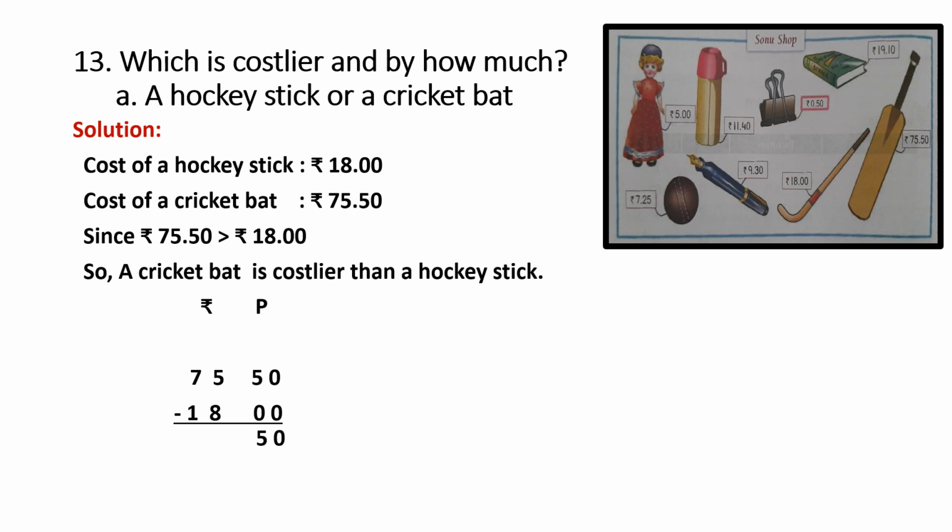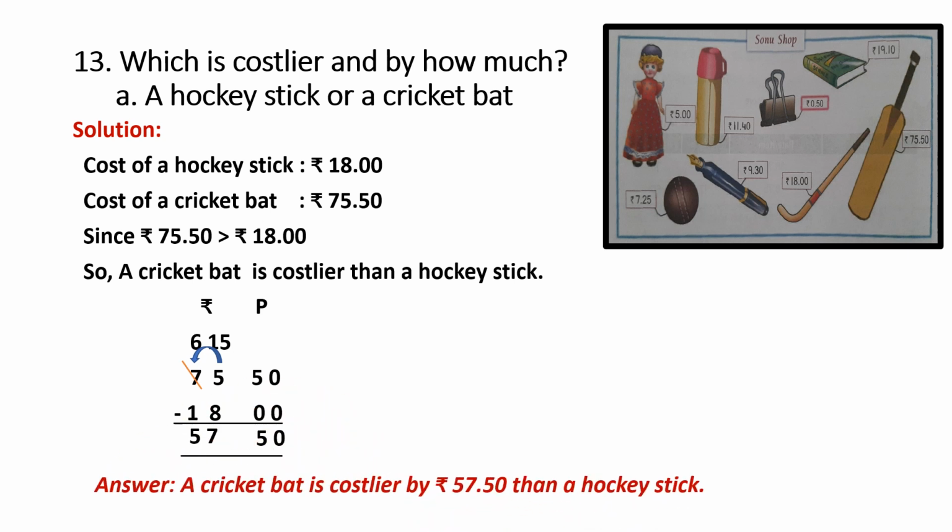Now when I shift to rupees, I see that the upper number is smaller than the lower number. So I go to the next house and take 1 ten from there. So 7 becomes 6 and 5 becomes 15. So 15 minus 8 is 7 and 6 minus 1 is 5. So my final answer is that a cricket bat is costlier by rupees 57 and 50 paisa than a hockey stick.